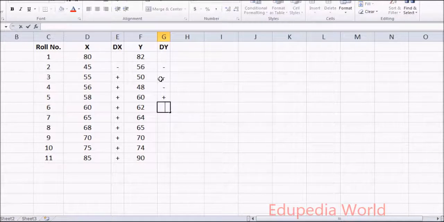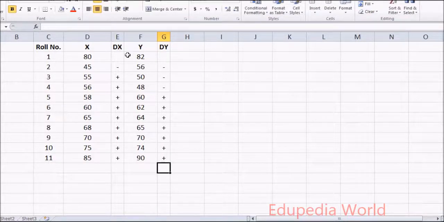Next, again it's increasing, so another positive sign here. Increase, so it will be marked with a positive sign. Again it's increasing, so mark it with a positive sign. Again there is an increase, so mark it with a positive sign. From 70 to 74, again there is an increase, so a positive sign here. And finally the last one, also we will have a positive sign.